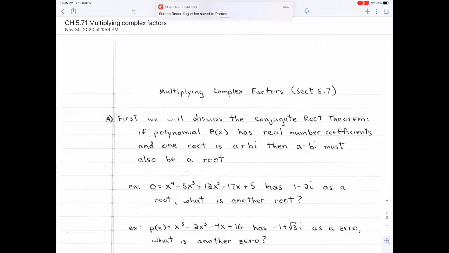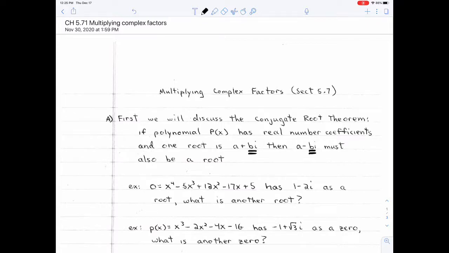This is, first of all, something called the conjugate root theorem, okay? And it says this: if you have a polynomial and a plus bi is one root, in other words, it has an imaginary number there, then a minus bi must also be a root. I've mentioned this name to you before, conjugate.